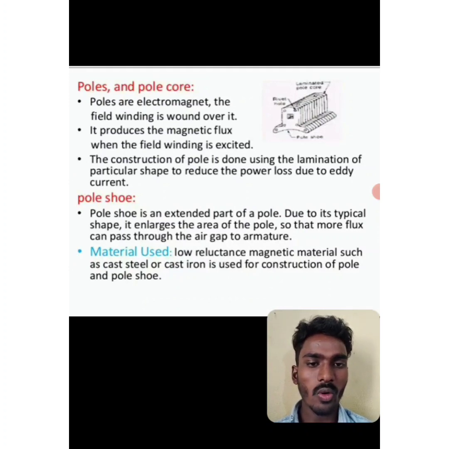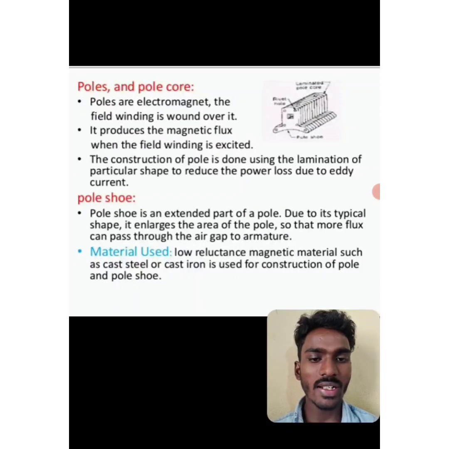Poles and pole core. Poles are electromagnets. The field winding is wound over it. It produces the magnetic flux when the field winding is excited. The construction of the pole is done using laminations of particular shape. It reduces the power loss due to eddy current.